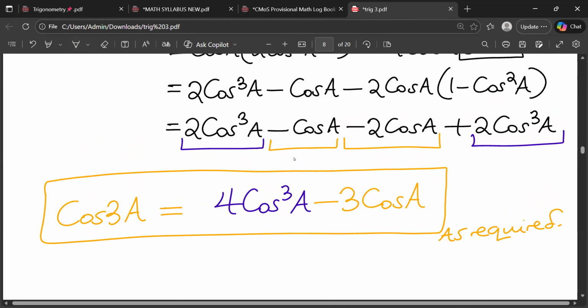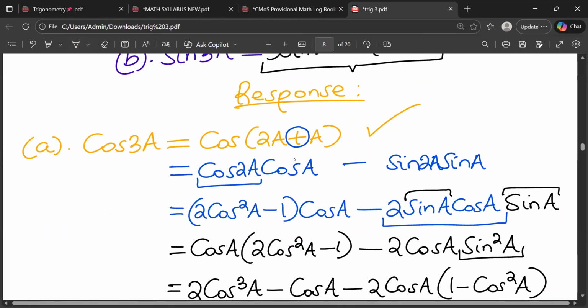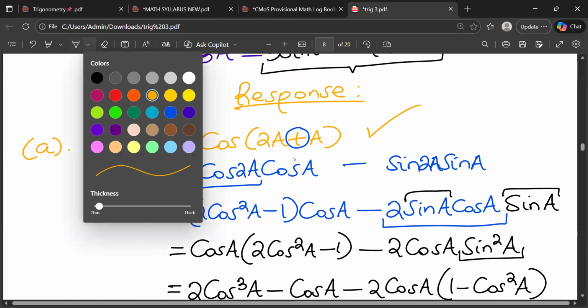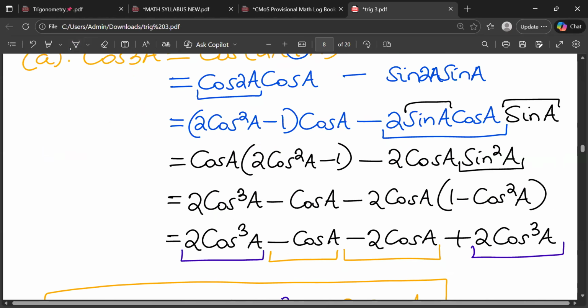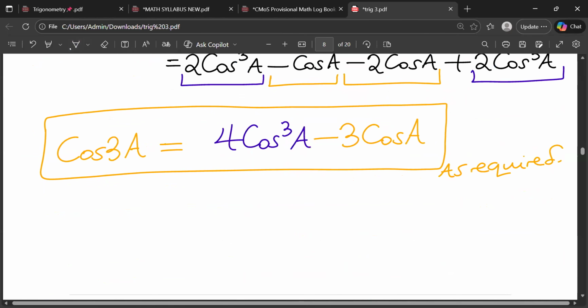But the extraordinary students always begin their work like this: is equivalent to cos 3A. Then after they get the value of cos 3A, as they end, they also tell us that this is equivalent to the right-hand side. Then they conclude by telling us that the left-hand side is equivalent to the right-hand side.